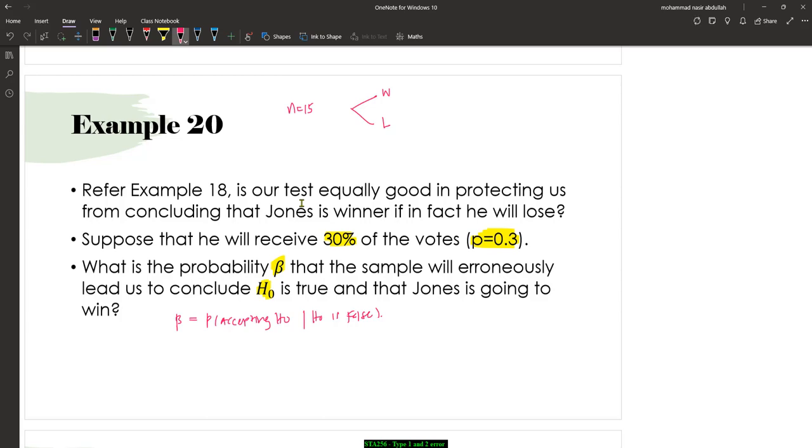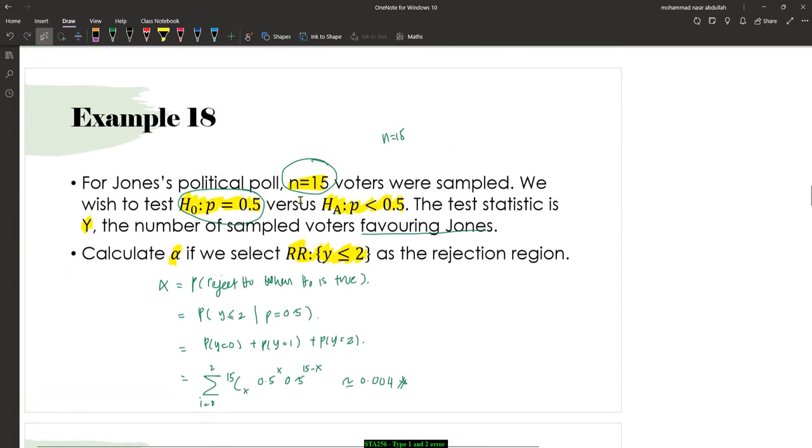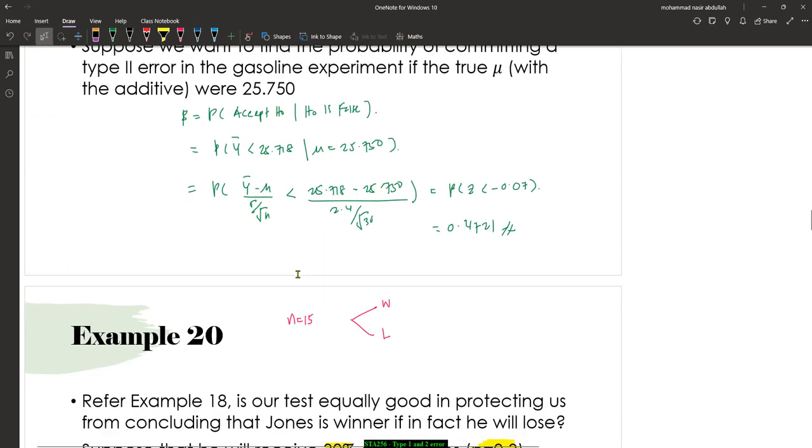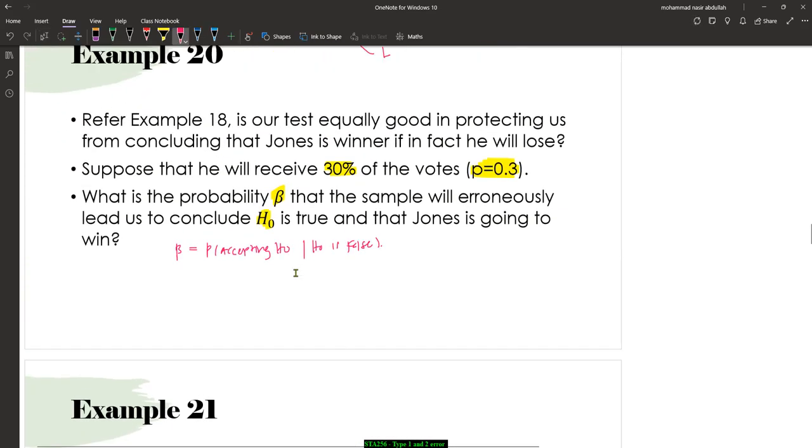So accepting null hypothesis, kita tengok balik example number 18, right? So the rejection area is less than or equal to 2. So if you want to accept null hypothesis, y should be more than 2 lah, right? Y should be more than 2. And null hypothesis is false when probability is equal to 0.3. So this is a new p, right?